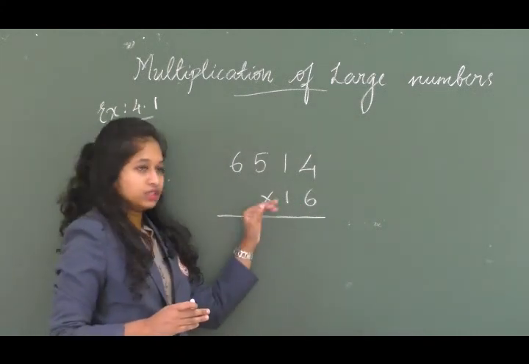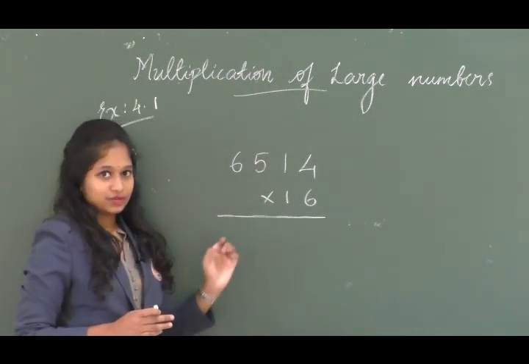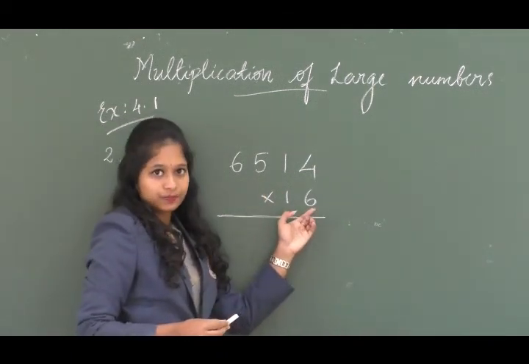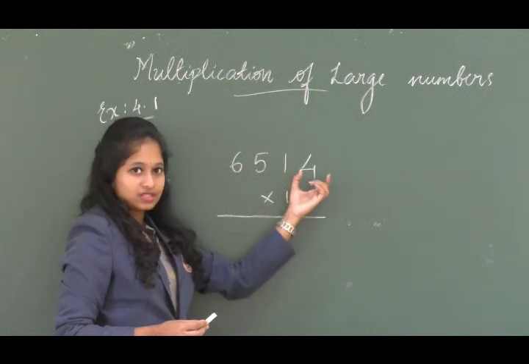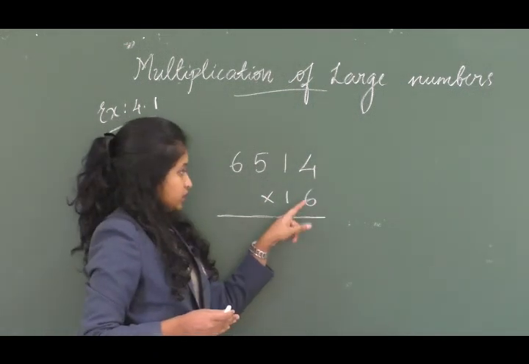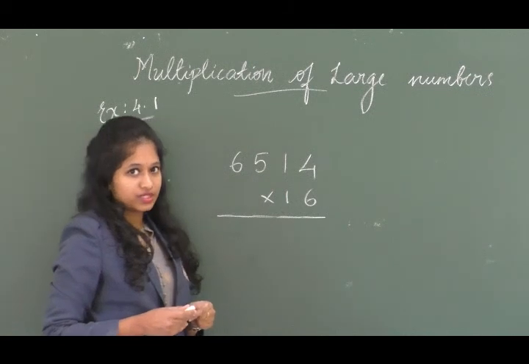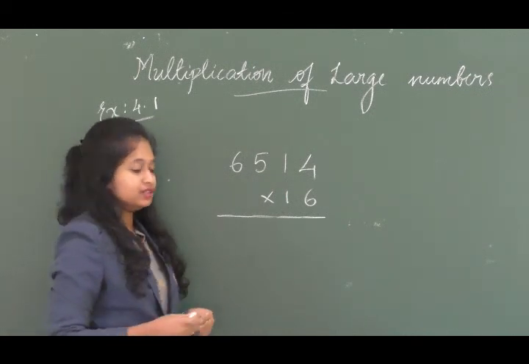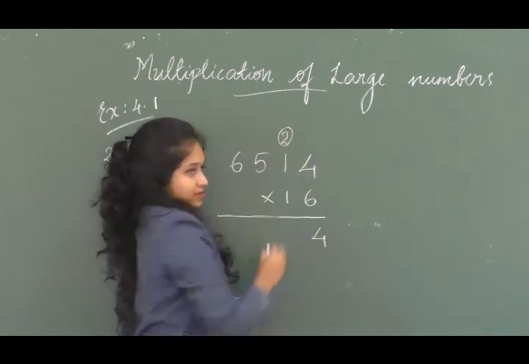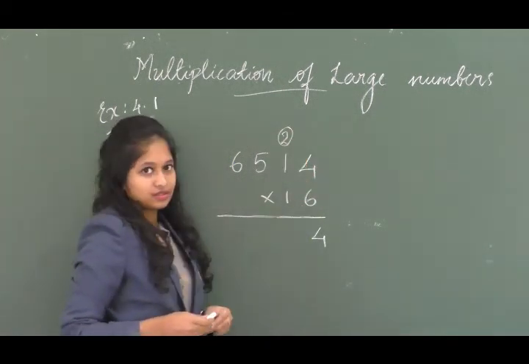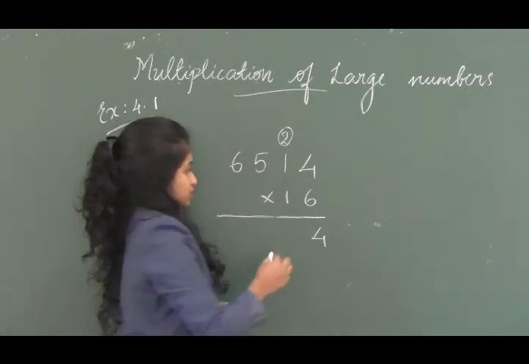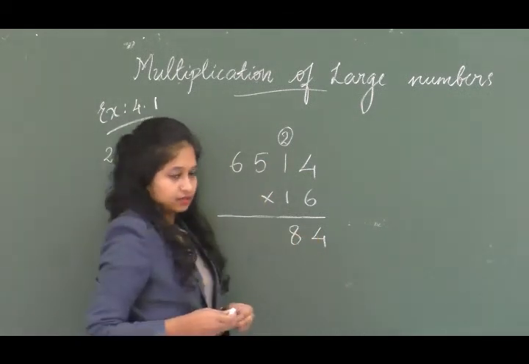Now in this case we have to multiply all these numbers with 6 first and then all these numbers with 1. I'll show you how to do that. 6 fours are 24. As we did earlier, write 4 here and 2 as carry here. 1 6 is 6. 6 plus 2, 8. Right? 8 here.